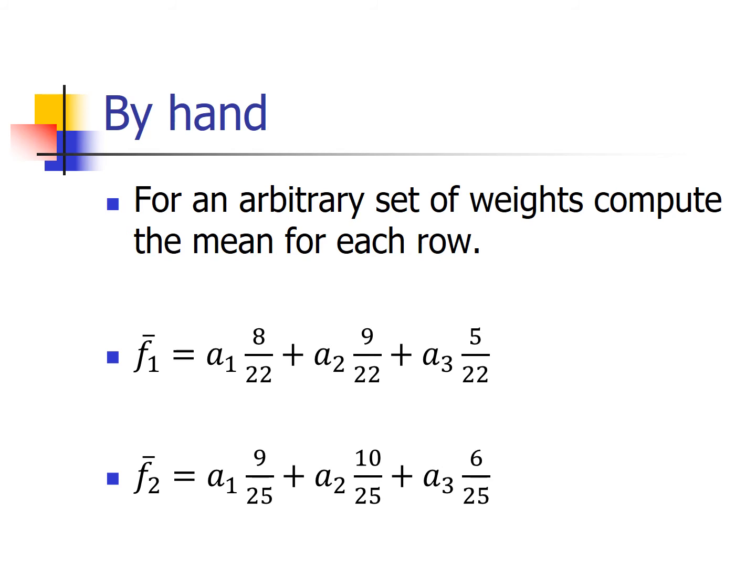And then we do that for the second row, same idea, right? This is the percentage of people out of 25. 25 was the number of people that were asked about Obama. Of the 25 asked about Obama, 9 had a negative opinion. So we have 9 out of 25 times whatever the weight is for a negative opinion.